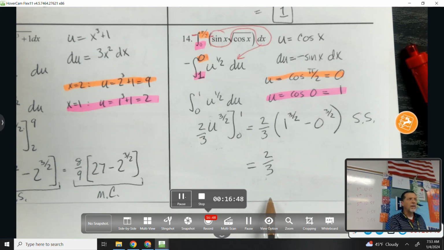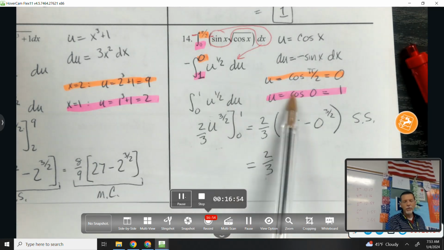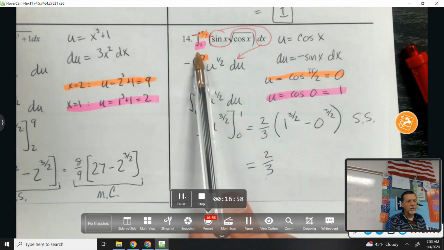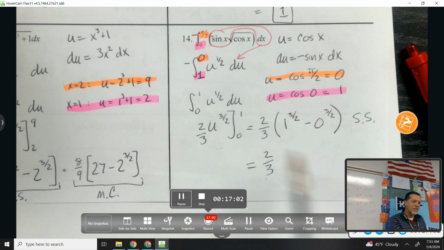Okay, so it's the same thing as yesterday. Don't forget to change the limits. That's the big thing. People do get caught up in the u substitution, and then they get down here at the bottom and they'll plug in u or 0 and pi over 2. So don't forget to change the limits.